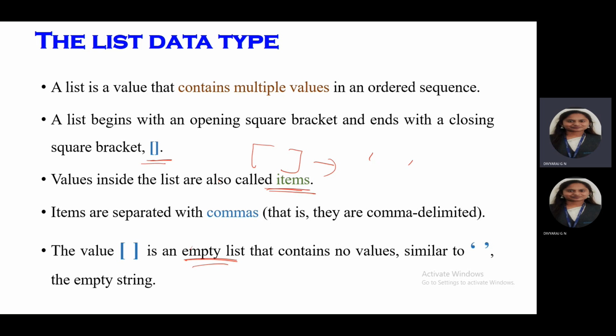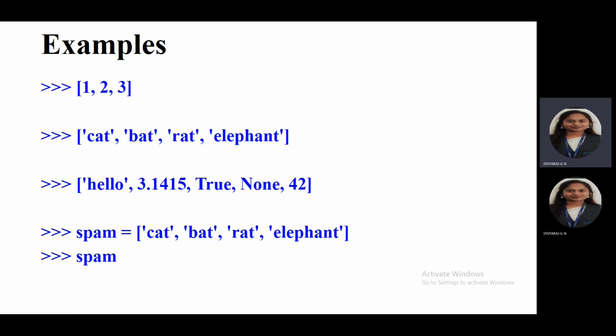Now let's see an example. You can represent a list in this way. This list contains the numbers 1, 2, 3. And this is a list that contains strings, strings of characters. Cat is a string of characters, bat, rat, elephant. All these are grouped together and placed in a list.